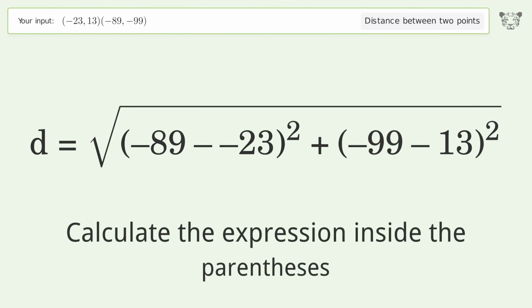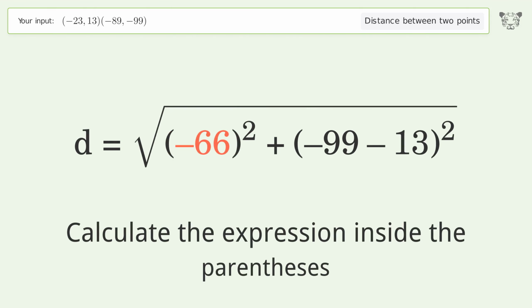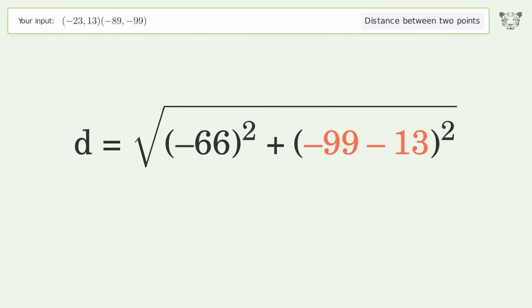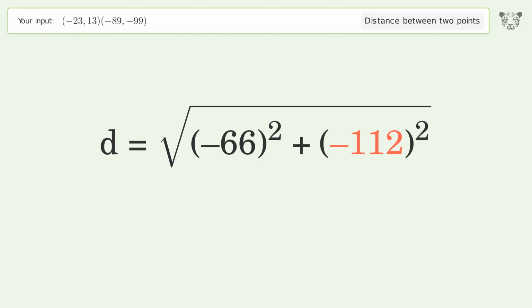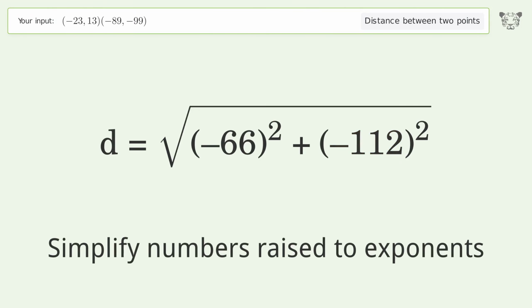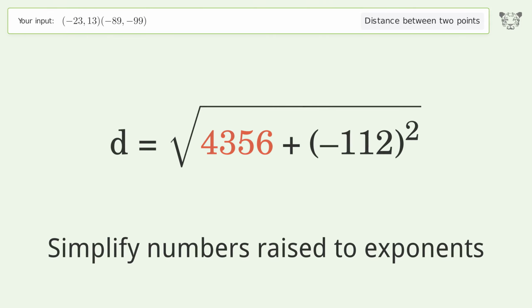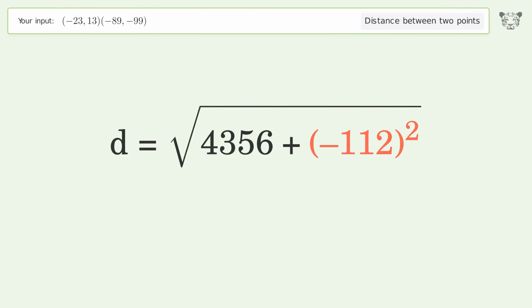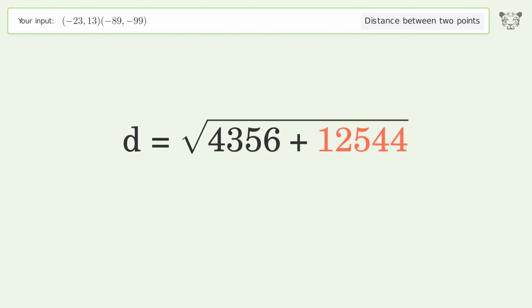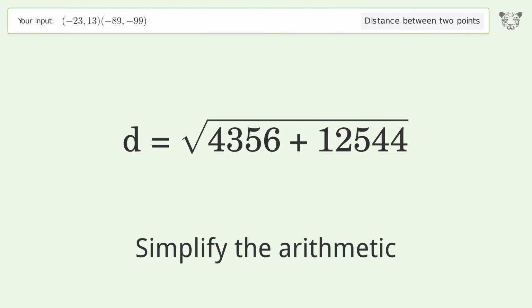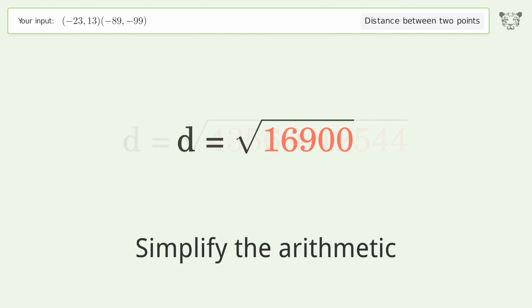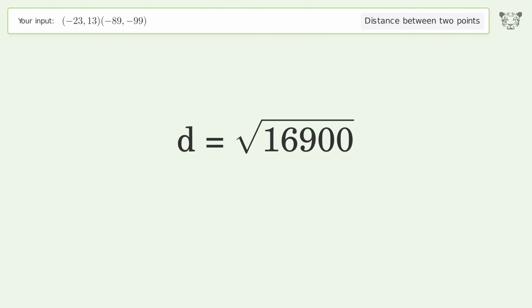Calculate the expression inside the parentheses. Simplify numbers raised to exponents. Simplify the arithmetic. And so the distance between the 2 points is the square root of 16,900 or 130.